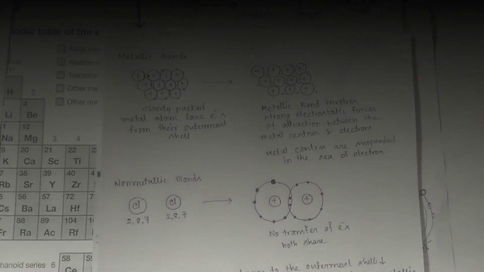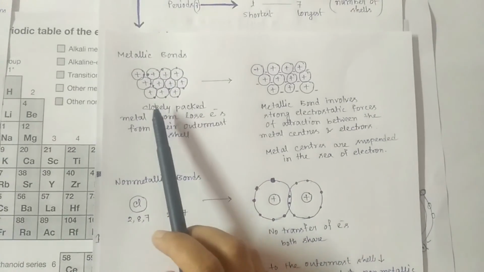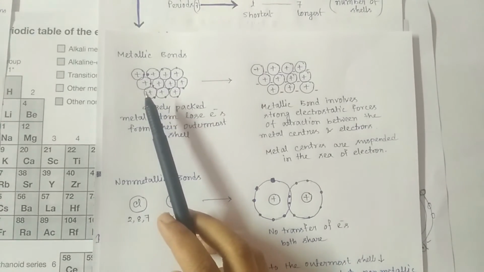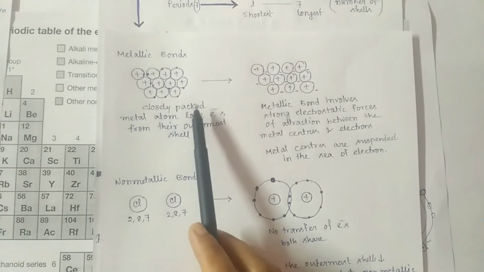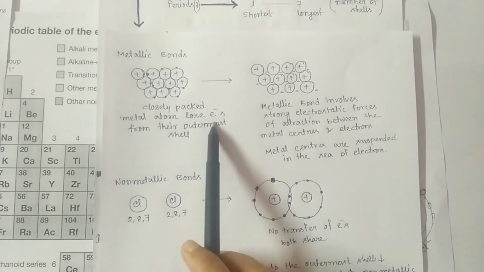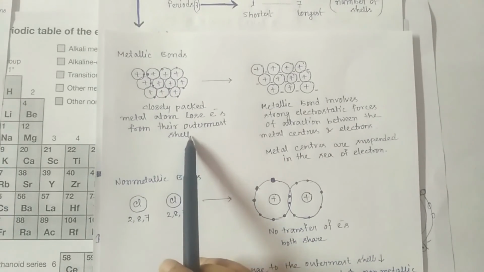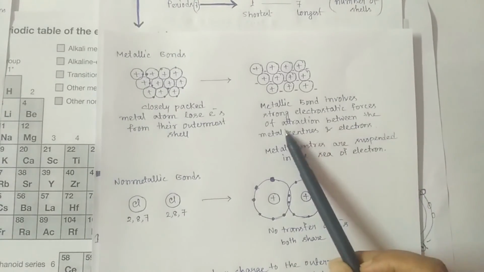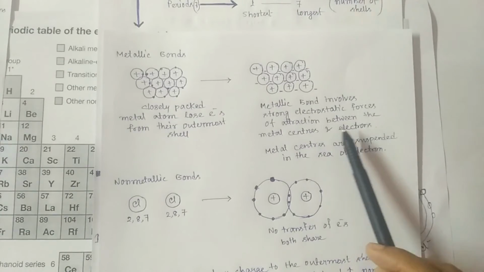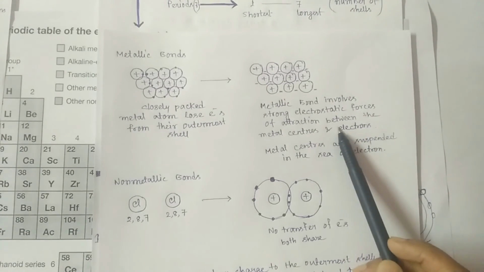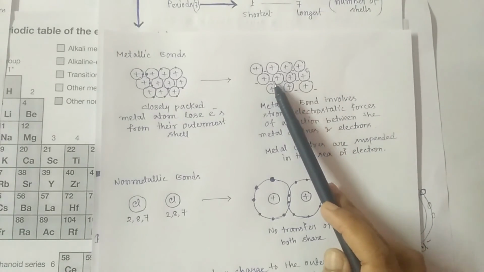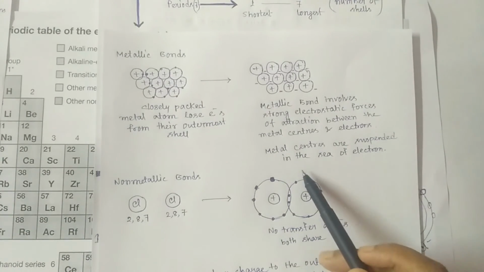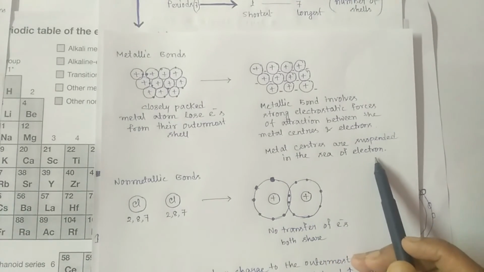In metals, the metallic bonds are formed in this way. When the atoms of metal are closely packed, metal atoms lose electrons from their outermost shell, and thus metallic bonds involve strong electrostatic forces of attraction between the metal centers and the electrons, and this force holds the atoms of metals together. Actually, here the metal centers are suspended in a sea of electrons.